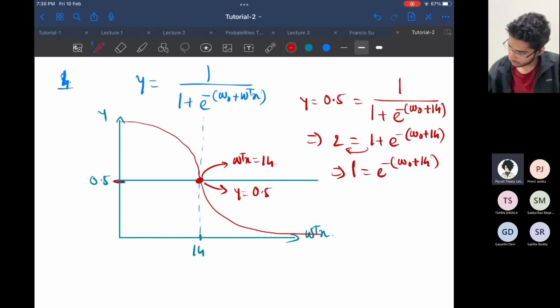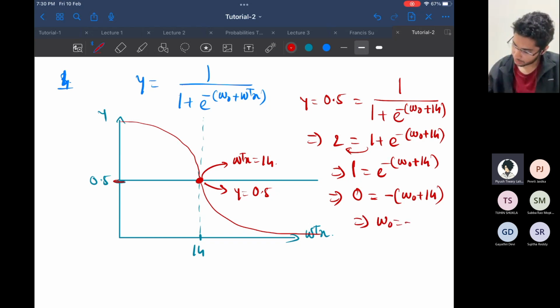So now I can take log on both sides. Log 1 is 0, and the natural logarithm of this thing will become minus w naught plus 14. And hence we will see that w naught is nothing but minus 14. So w naught is equal to minus 14 will be the correct answer.